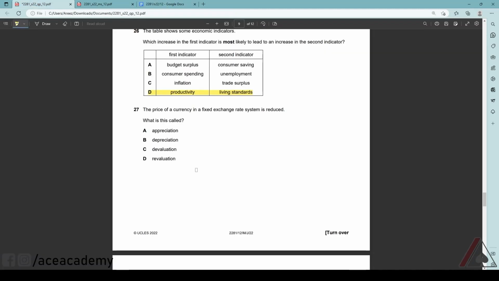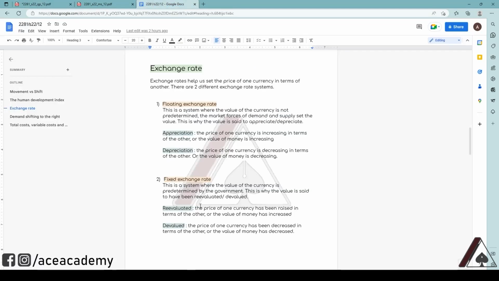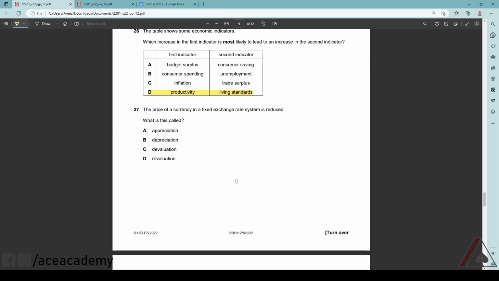Going back to the question, they're talking about a fixed exchange rate, right? So as we see here, in a fixed exchange rate, we talk about revaluation and devaluation. If the price of a currency in a fixed exchange rate is reduced, then it would lead to C. It would lead to devaluation because there's a reduction and it's in a fixed exchange rate. So it's 27C.